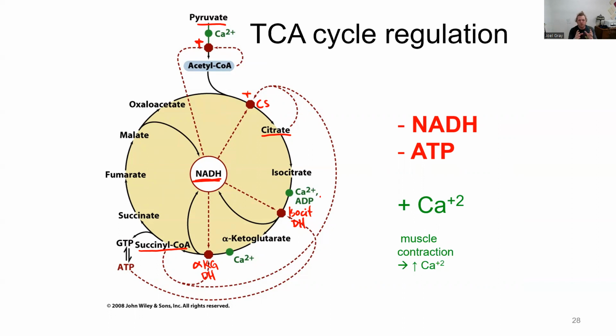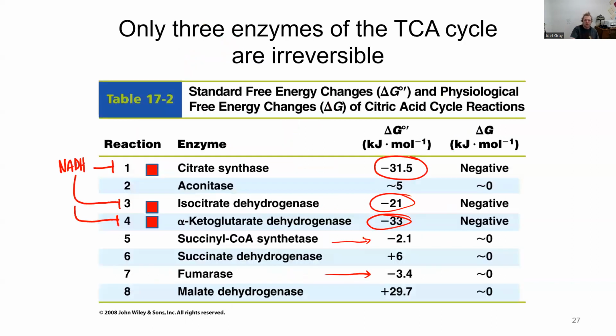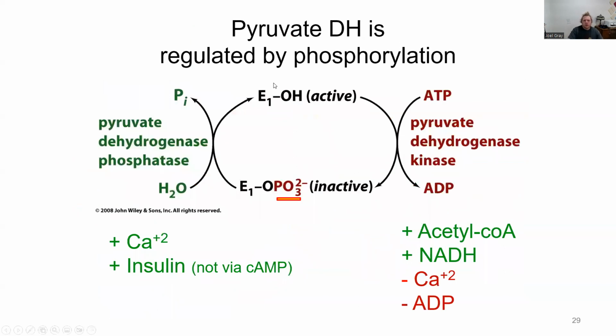I really want you to look at this cycle right here and line it up with this list of your enzymes, because I think that will be helpful to think about which are the enzymes that are arguably the most important ones in this pathway. Now, pyruvate dehydrogenase, in addition to being regulated by the presence of NADH, in order to be activated, has to be dephosphorylated.